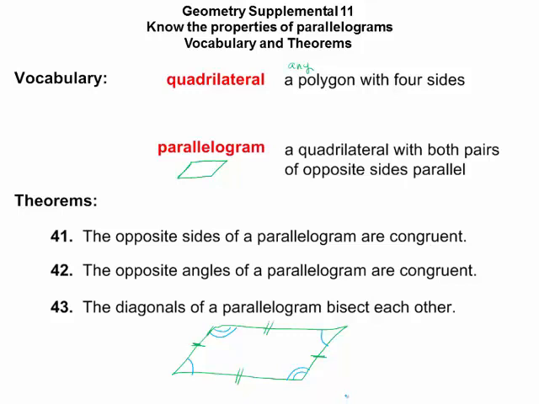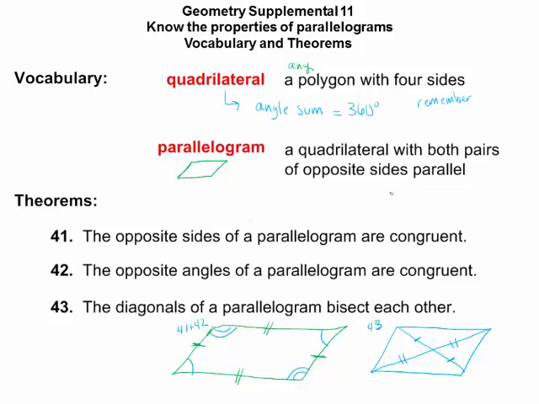And then the diagonals of a parallelogram bisect each other. So I'm going to draw another parallelogram. The diagonals go from corner to corner across like this. And this length will be the same as this length. And this length will be the same as this length. So the diagonals are bisecting. This length here is not necessarily the same as this length. It's just, if you cut the diagonal, then you get two halves that are even.